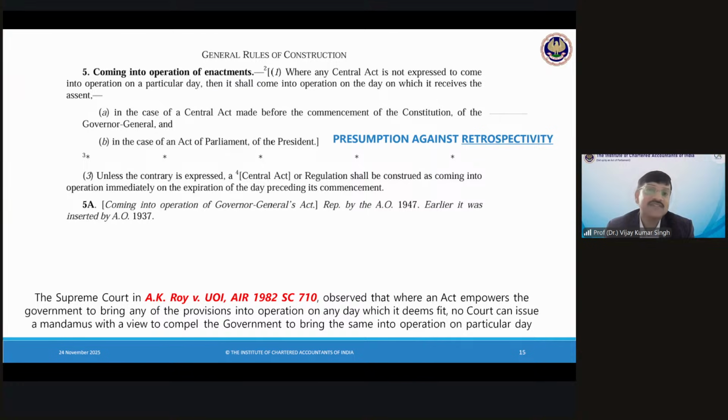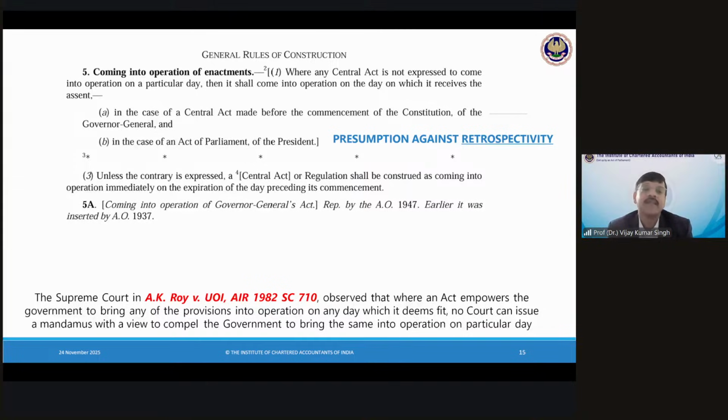However, clause 3 is important. Clause 2 is deleted here. Clause 3 is important. It says, unless the contrary is expressed, a central act or regulation shall be construed as coming into operation immediately on the expiration of the day preceding its commencement. This is quite an interesting one.